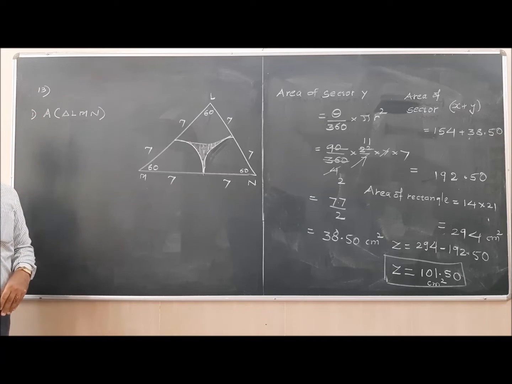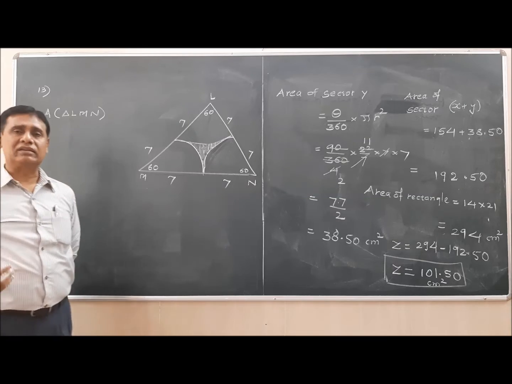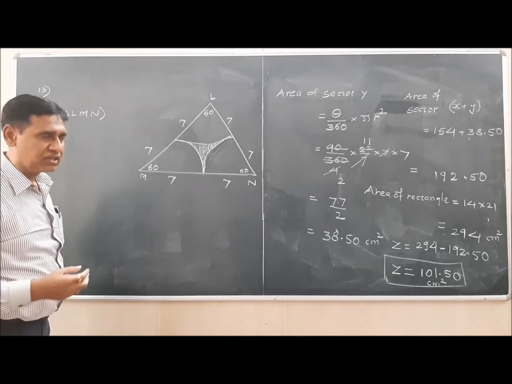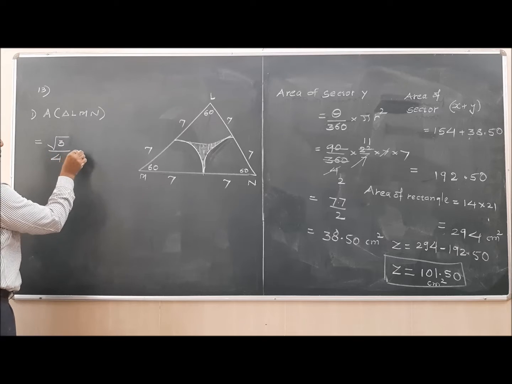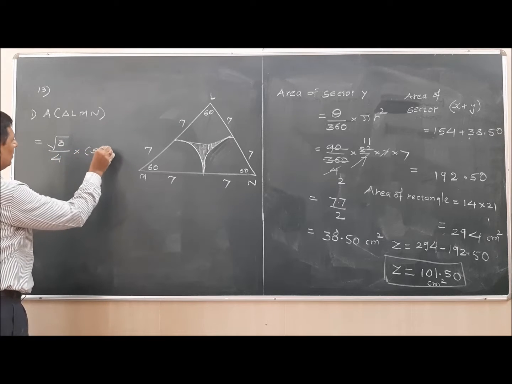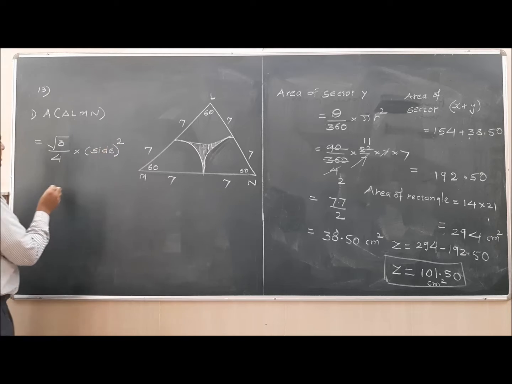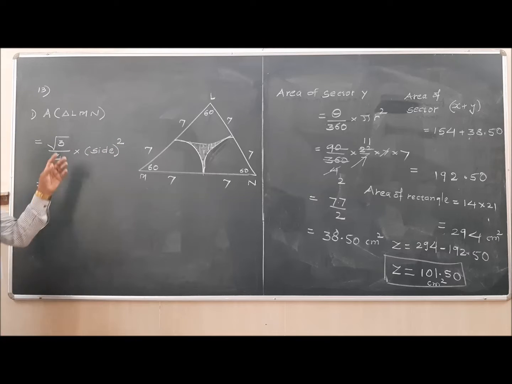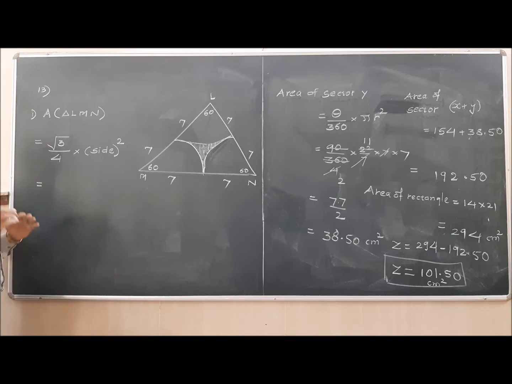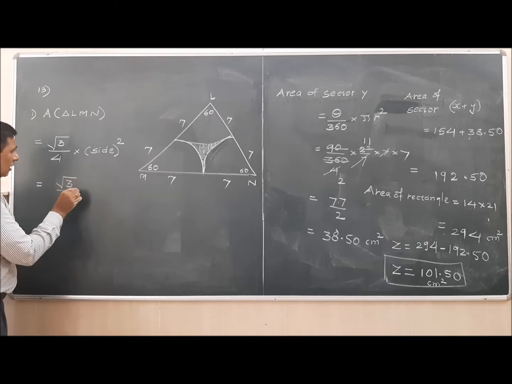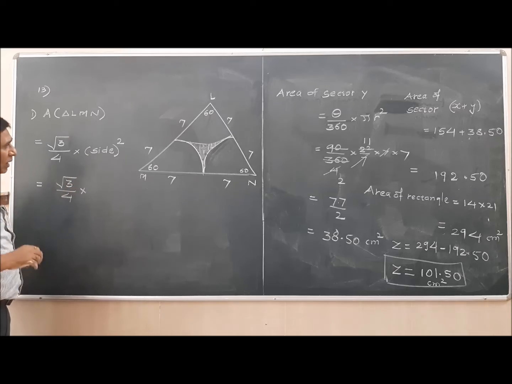To calculate the area of triangle LMN, dear students, triangle LMN is an equilateral triangle. Formula for the area of equilateral triangle is √3 upon 4 into side square. Please try to understand the formula again. √3 upon 4 into side square. Now √3 I'll keep as it is for time being.